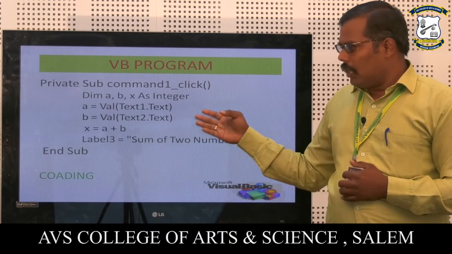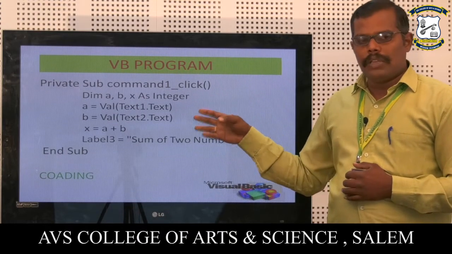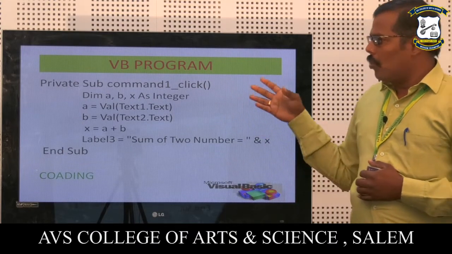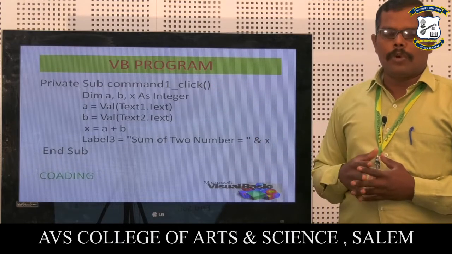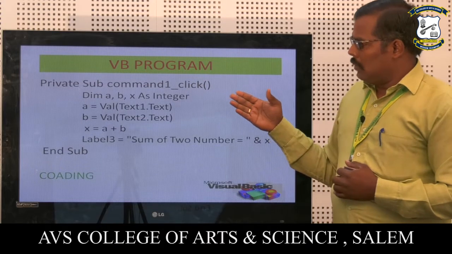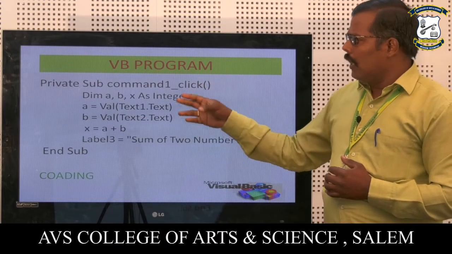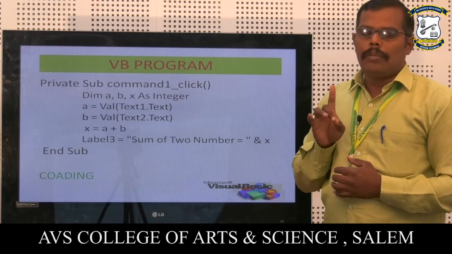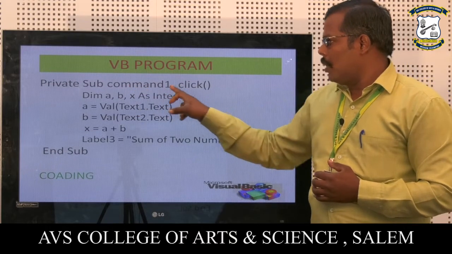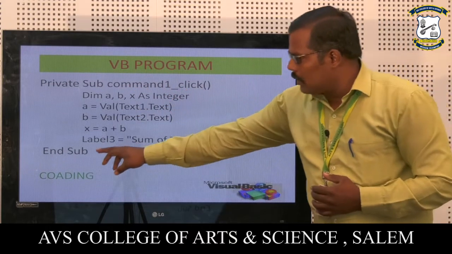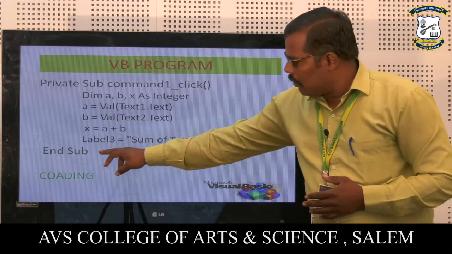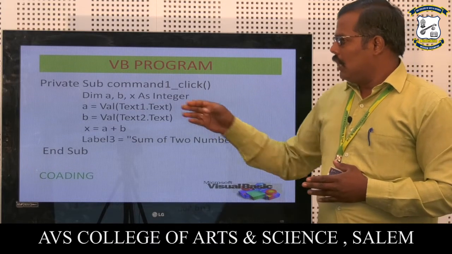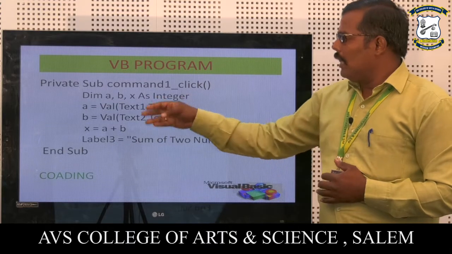So this is the coding part. Previously we have seen how to design a form. Now you will see how to code for that particular addition program. Everything begins with the default coding, Private Sub Command1_Click. This is for the particular command button. By default it has the name Command1_Click and ends with End Sub. So this is default coding, and in between this default coding we have to add our coding with the help of declaring the variable, like Dim.